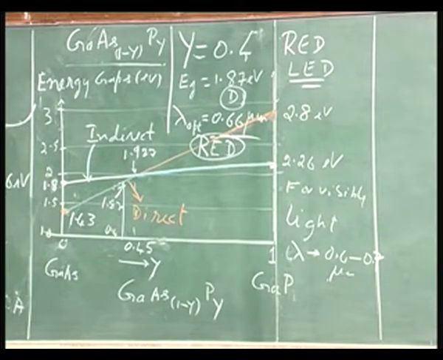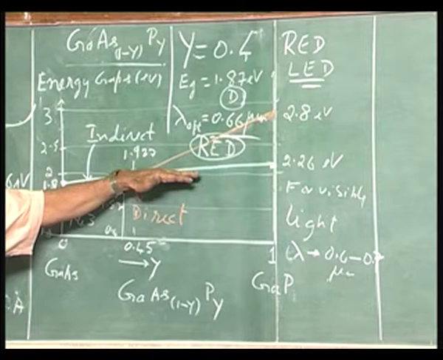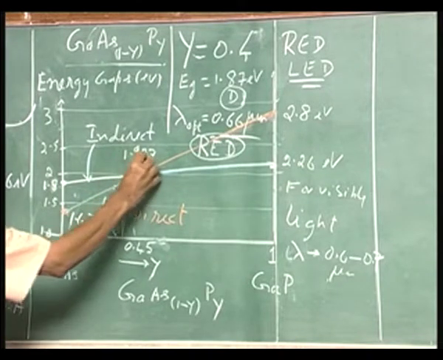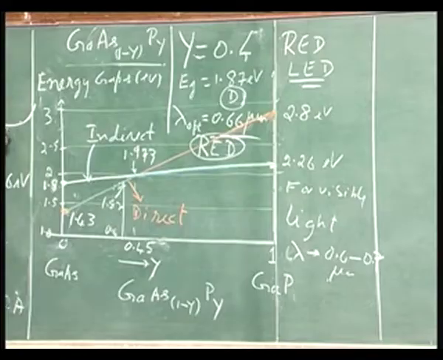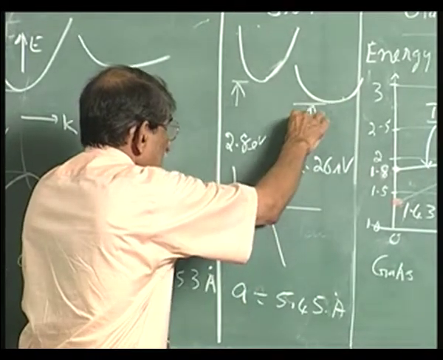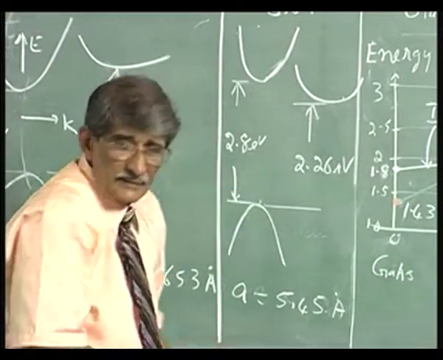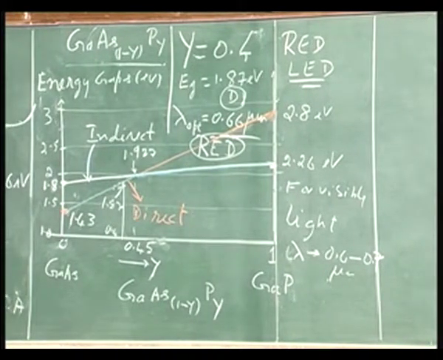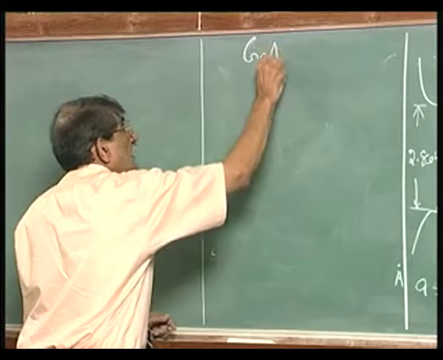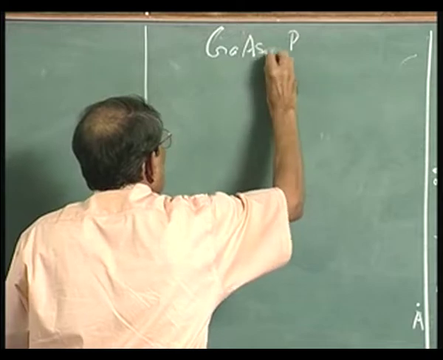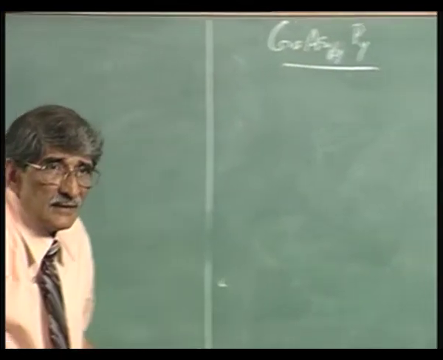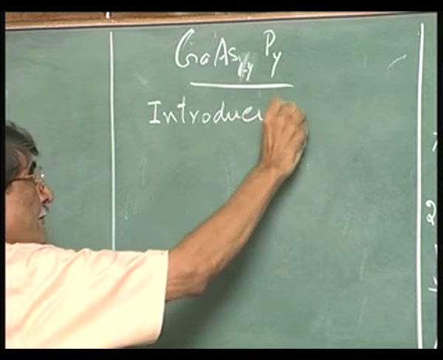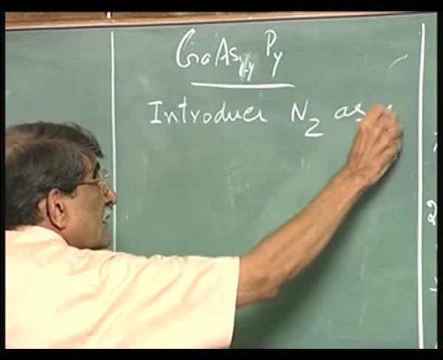What we are trying to point out is, if you go to this region, you have band gaps which are actually more than 1.977. That means, if I reduce that transition region, supposing I remove this diagram, suppose I introduce into gallium arsenic phosphide, 1 minus y, nitrogen as an impurity.